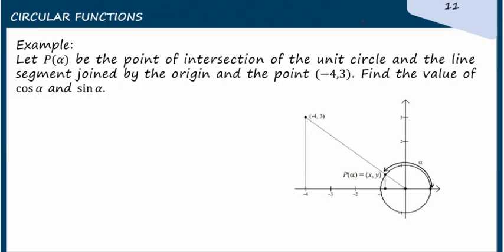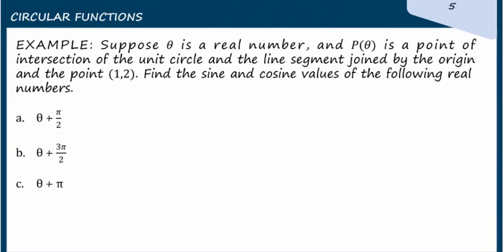I think we did this already. Let's try to move on to another example. So, this is the example wherein we are going to find, suppose you have theta, which is a real number, and P of theta is a point of intersection of the unit circle and the line segment joining the origin and a point (1, 2), and you have to find the sine and cosine values of the following real numbers.